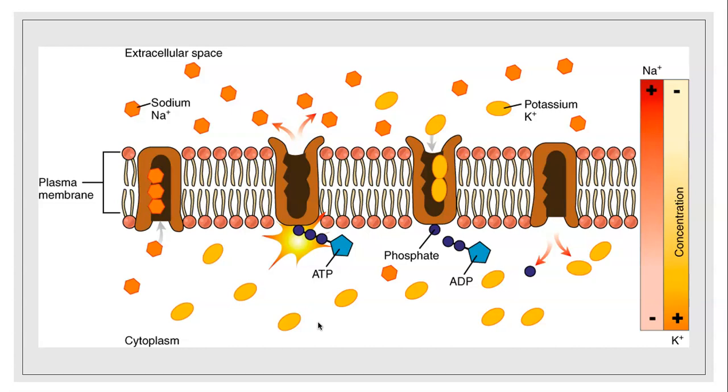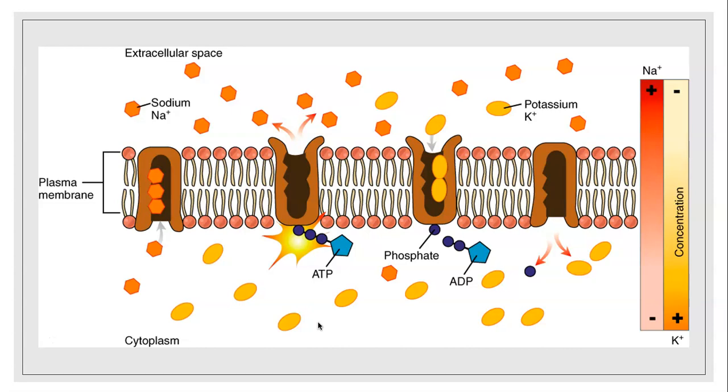This pump will transport sodium out of the cell and bring potassium into the cell. It's embedded in the membranes of many cells, but they're particularly common in nerve cells because nerve cells need to maintain an electrical gradient between the inside and outside of the cell. The pump moves 3 sodium ions out of the cell and brings 2 potassium ions into the cell. So you can see you're taking away 3 positive charges and bringing in 2 positive charges, and that keeps the gradient around.